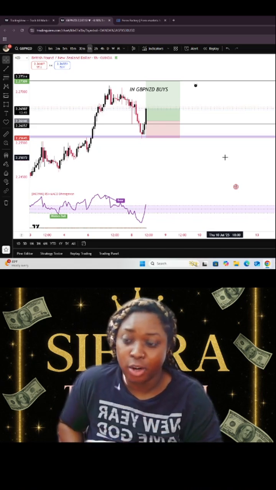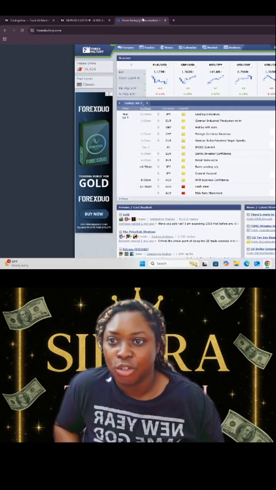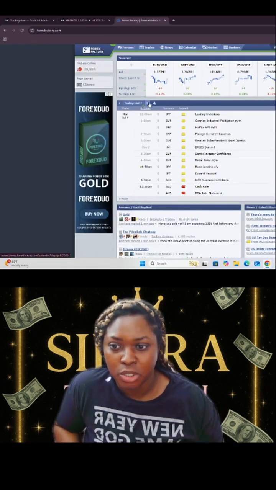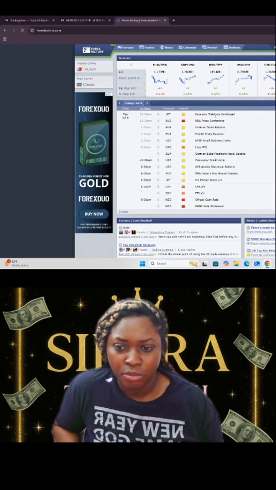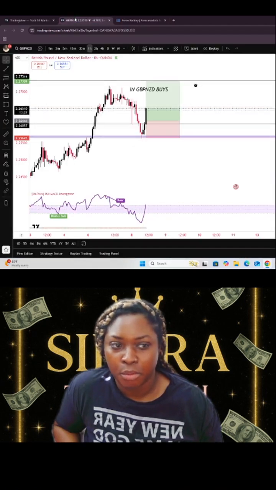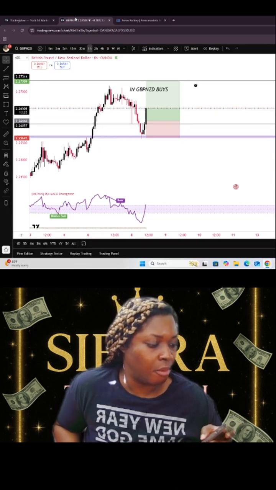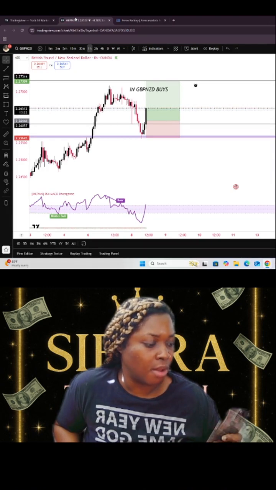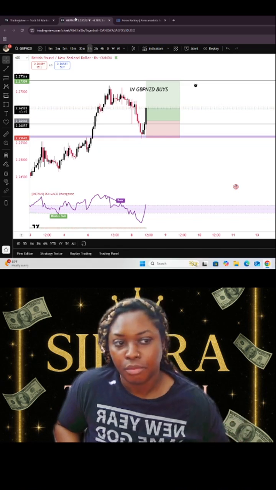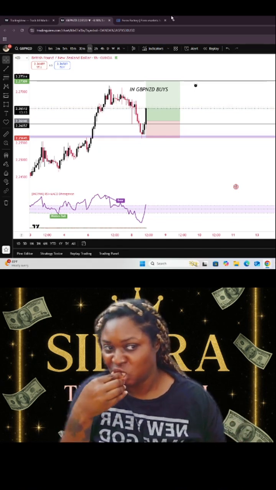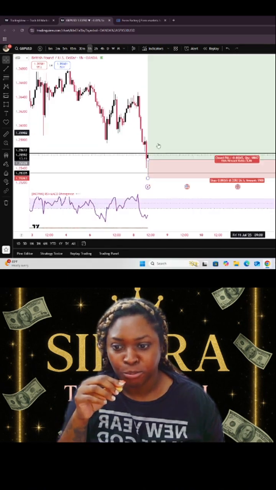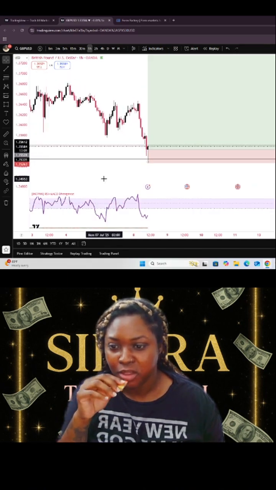This couldn't have been a better candle. And there's no news or anything making this push like this. Nothing. It's a beautiful candle. And GU's in profit. Look at that. That's the candle you want to see.